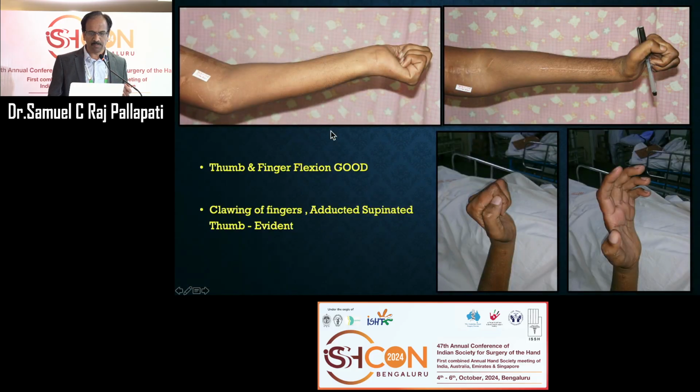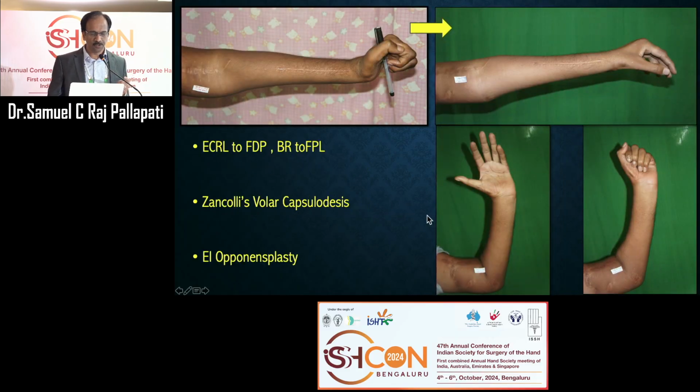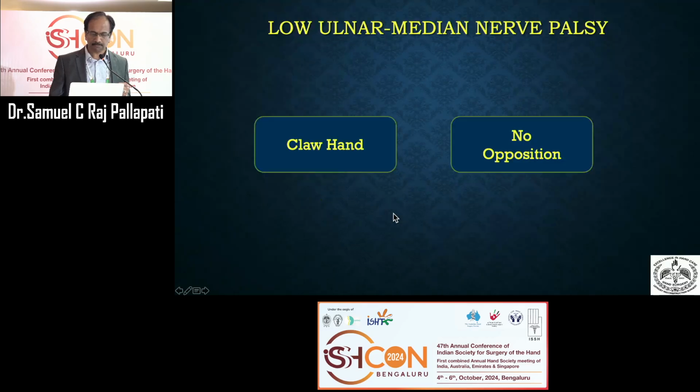And this is a patient, preoperative. He's got full closure, he's got a claw hand. We went on to do Zancolli's volar capsulodesis. The claw has disappeared. Also EI opponensplasty.